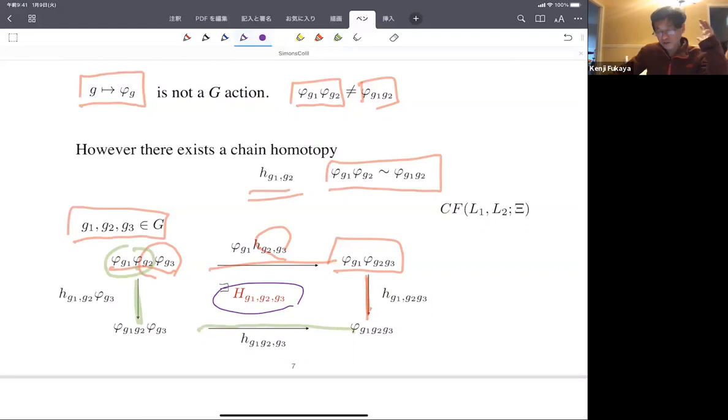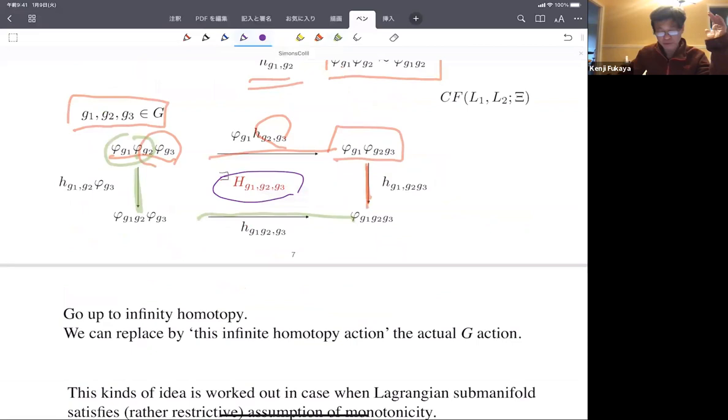So as you can easily imagine, this process does not stop here, and you can go up to infinite homotopy. The next stage is a cube, or kind of higher dimensional homotopy of homotopy, and they're all consistent. And so one can define the notion of something like the infinite homotopy action of the group G. And so you have this chain complex on which the group G acts in this kind of way. And then we can think that, okay, this infinite homotopy action may be good enough to get equivariant Fourier homology.